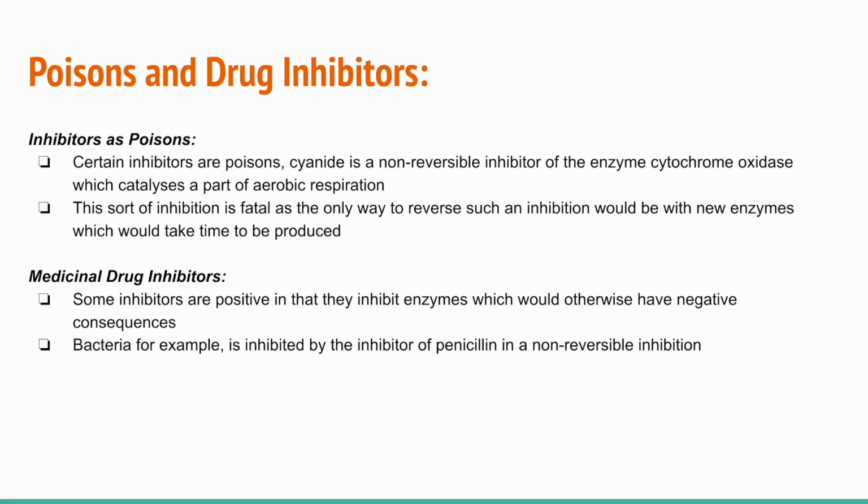Then we move on to medicinal drug inhibitors. Some inhibitors are positive in that they inhibit enzymes which would otherwise have negative consequences. Bacteria, for example, are inhibited by penicillin in a non-reversible inhibition. Aspirin non-reversibly inhibits the COX enzyme, which stimulates inflammation and pain, and thus aspirin inhibits inflammation and reduces pain.